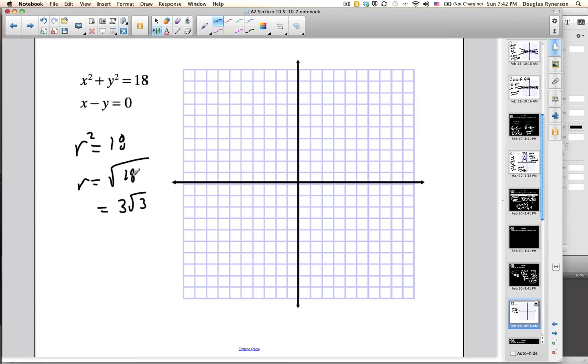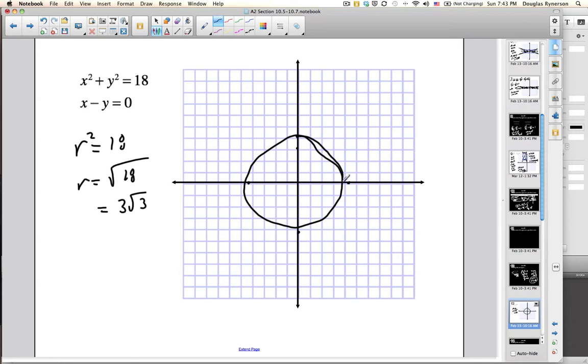Now we know this is just a little more than 4, right? The square root of 16 would be 4. 3 root 2 is just going to be a little over 4, so 1, 2, 3, 4 and a little bit, just to sort of give a quick sketch. And this would be my circle.